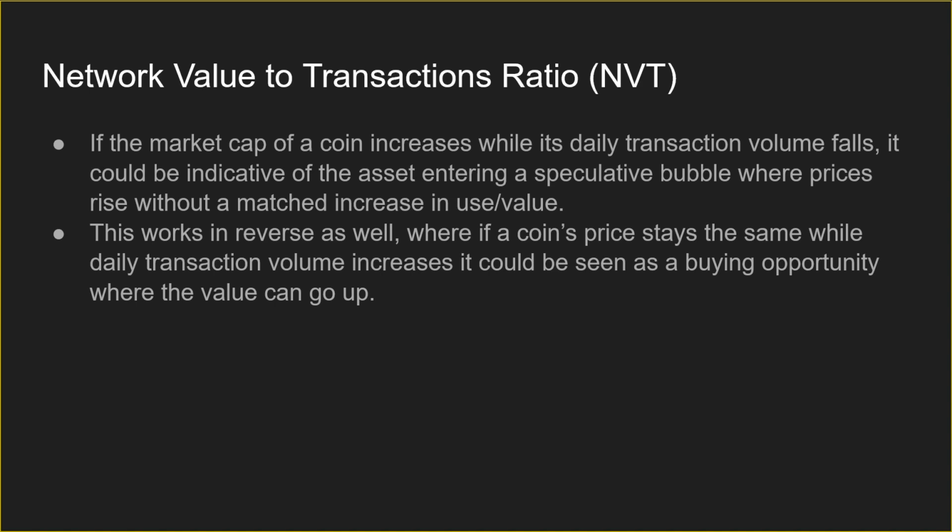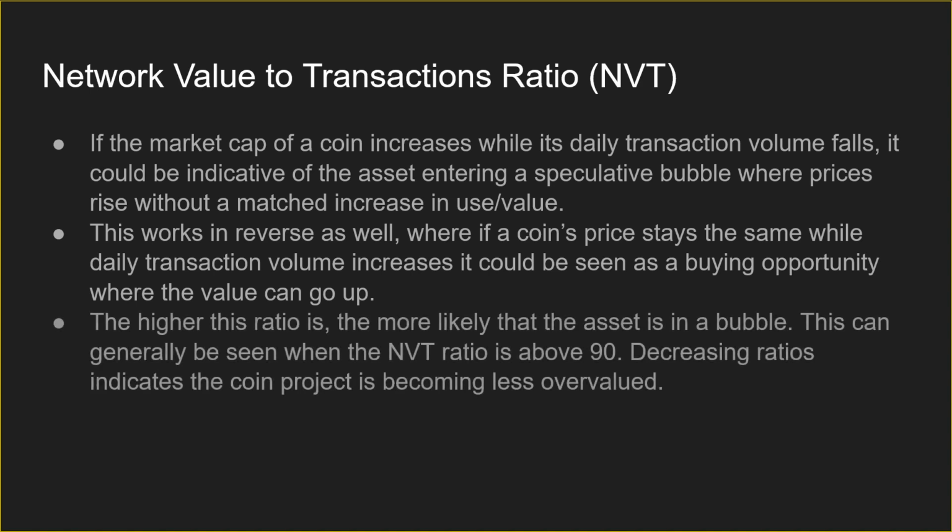Once again, we're using the overall transaction volume, the amount of transactions, as a metric to gauge overall use of the coin project or overall interest within that particular currency. The higher this ratio is, the more likely that the asset is in a bubble. So this can generally be seen when the NVT, the network value to transactions ratio, is above 90. Now, decreasing ratios indicate that the coin project is becoming less overvalued.